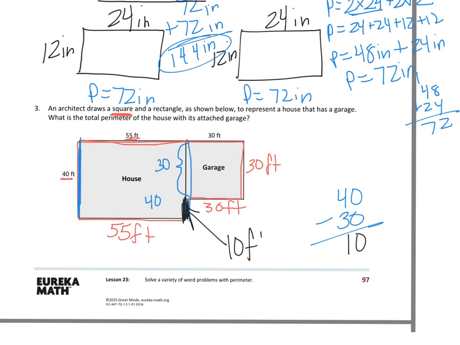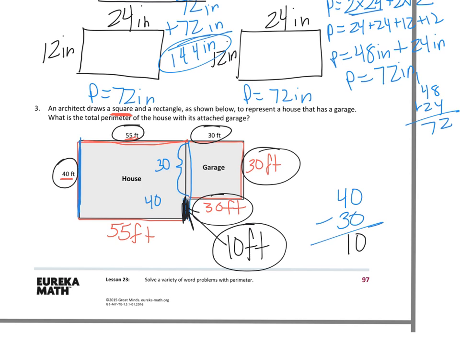So that's 10 feet. So now I can find the total perimeter of the house by adding 10, 30, 30, 30, 55, 40, and 55. So make sure when you do this, if you're going to add these, you have 1, 2, 3, 4, 5, 6, 7 different numbers that you're adding up. Let's take a look at page 2.